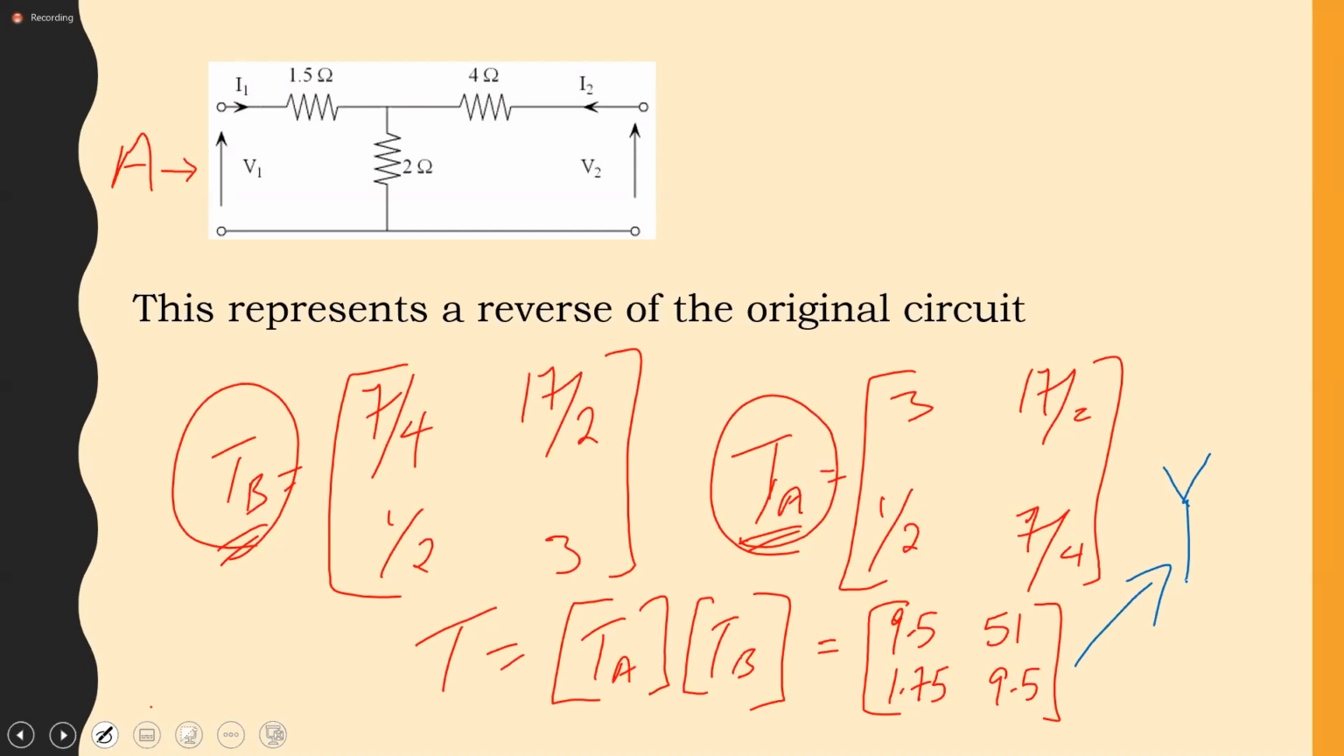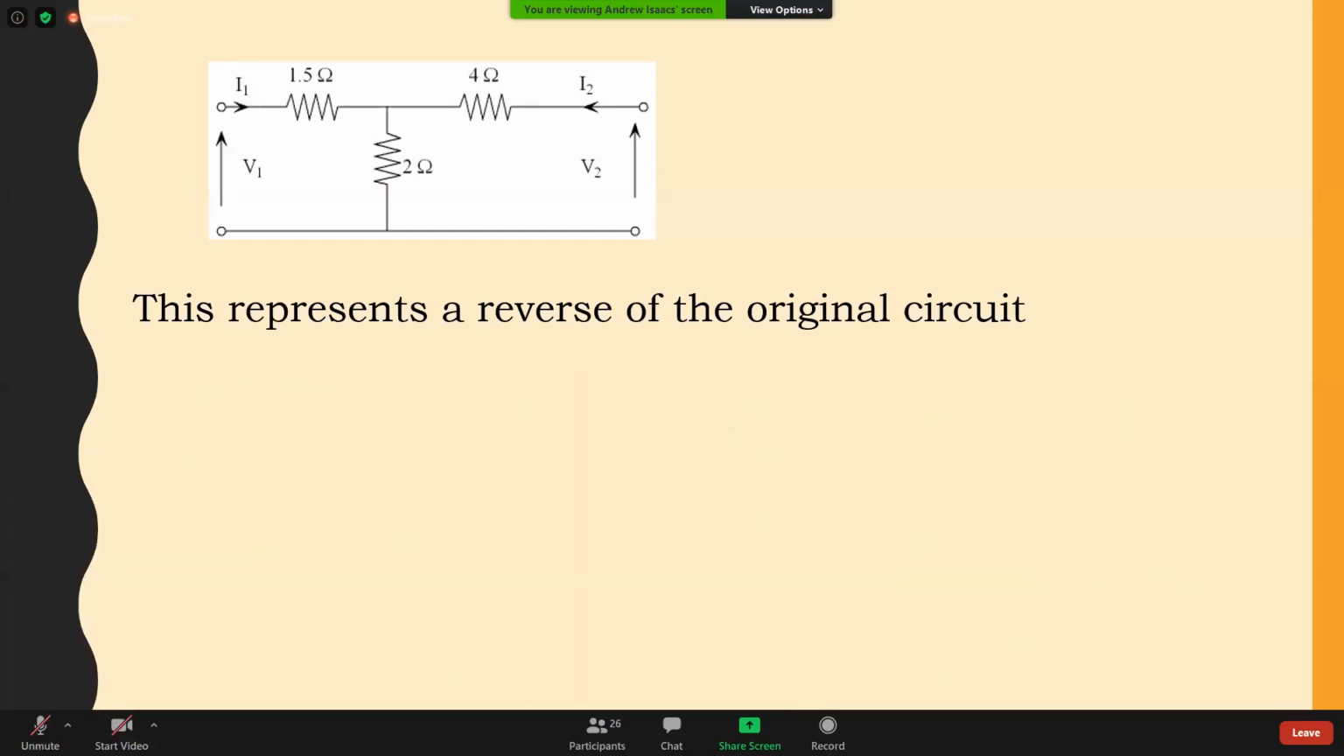All right, well, I just double checked it. It's 9.5, 51, 1.75, and 9.5. So you're going to convert that to Y. The matrix you're using to do that. All right, we have what's on screen? Everybody? Yes, sir.